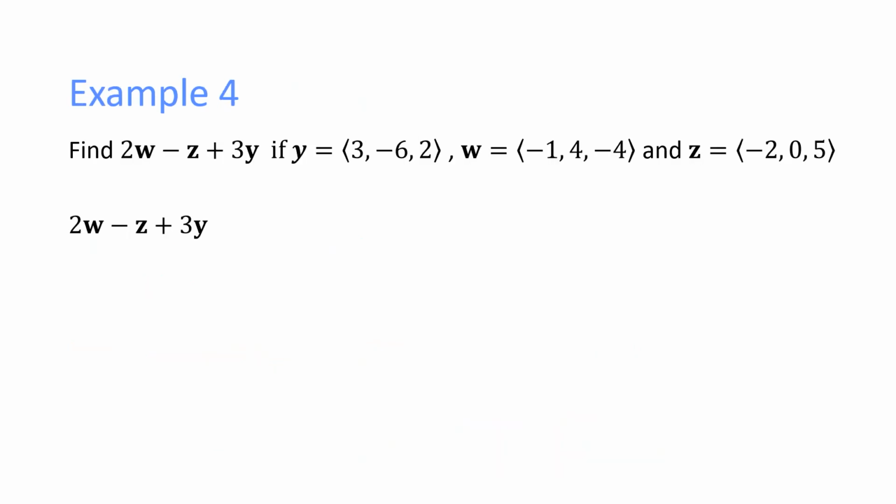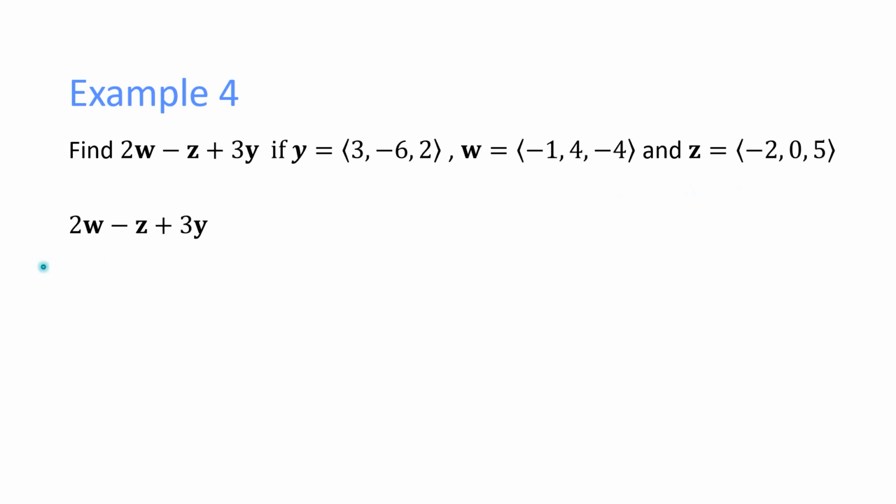Example 4. Find 2w minus z plus 3y if y equals 3, -6, 2, w equals -1, 4, -4, and z equals -2, 0, 5.